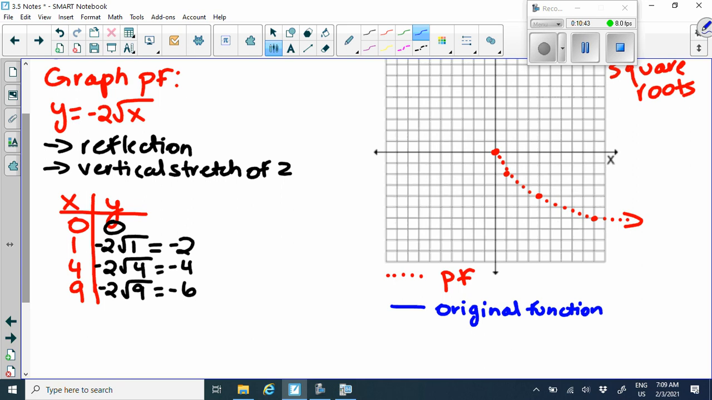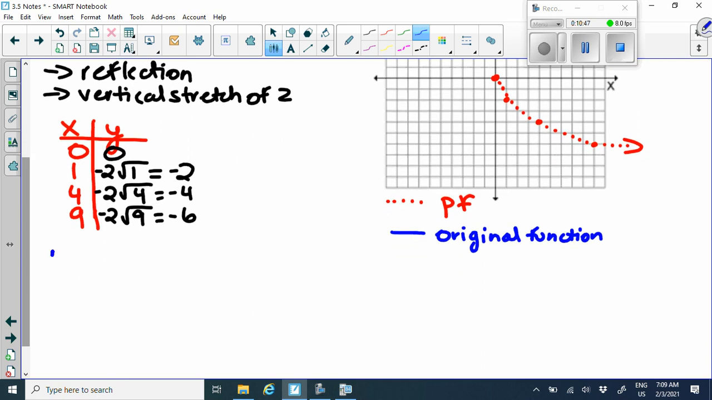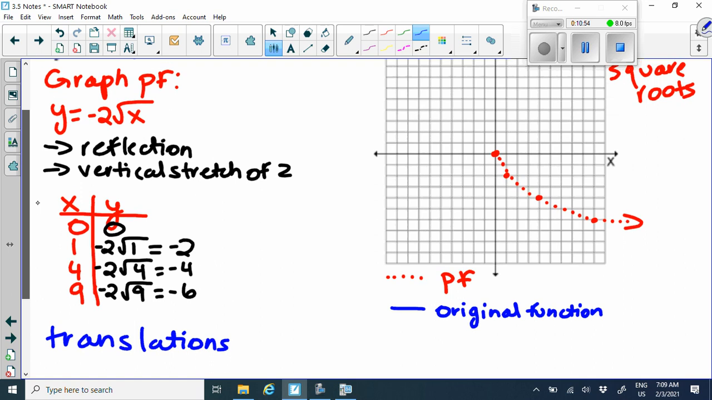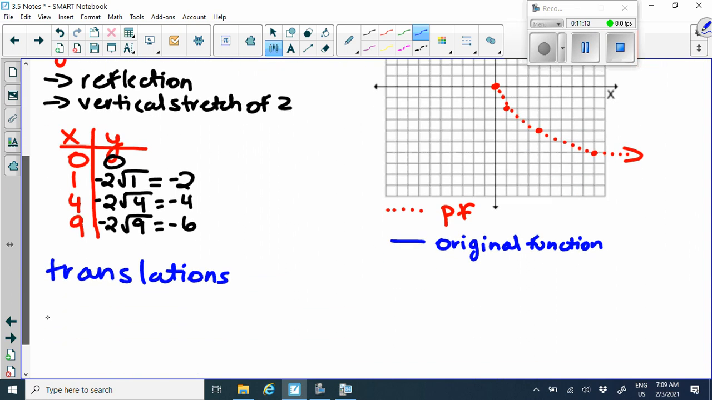Okay. So now what we have to do is identify what the translations are. So this is going to be representing your h and k. So remember, h is going to be inside the radical, k is going to be on the outside. And remember, h is the opposite of what you see. Okay, so we see x minus 3. Really, that means we are going to translate right 3.